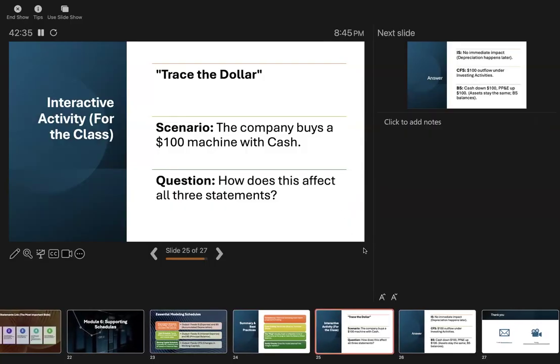So the question here, on Trace the Dollar: if the company buys a $100 machine with cash, remember that that machine is an asset. How does this affect all three statements? In the income statement, there will be nothing there because you haven't started your business yet. You haven't generated revenues, and there are no expenses that must be matched against revenues. So it will be zero. In the cash flow statement, it will show $100 as a cash outflow. In the balance sheet, cash is down by 100, property, plant, and equipment increases by 100, and the balance sheet is going to balance.